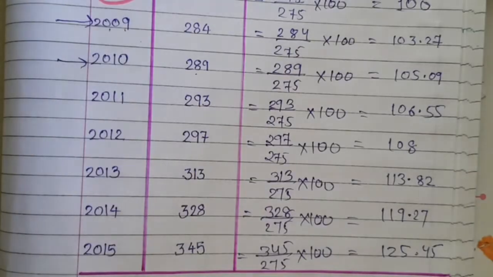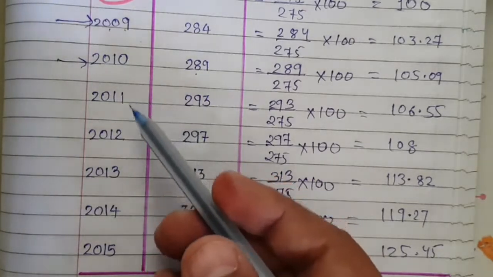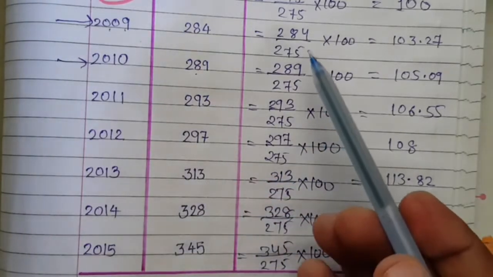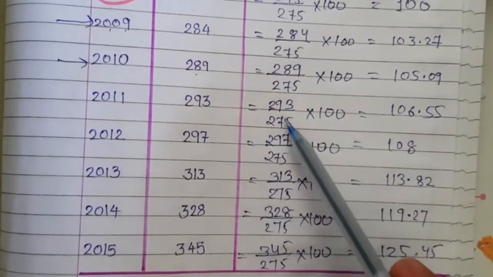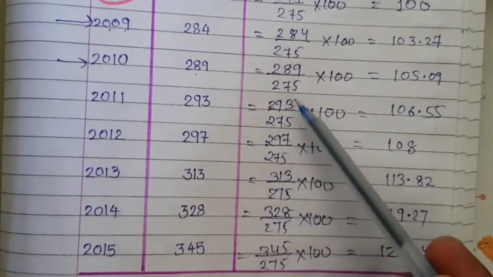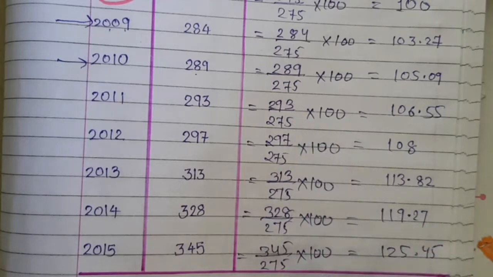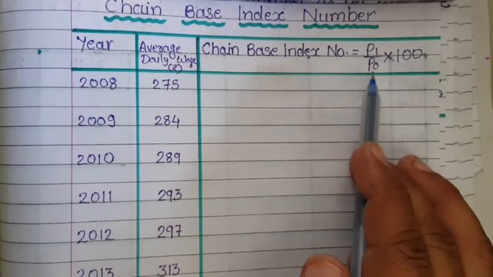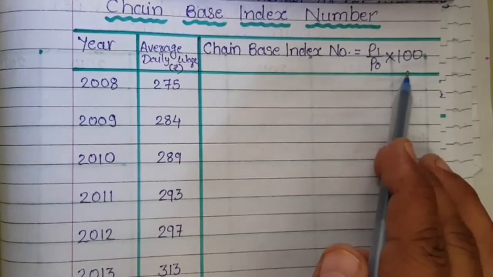So friends, in the same way we will solve for all the years. Every year we will take 275 as the base year price. In every year you can see that we have divided by 275 as it was the price of base year. So you can solve the sum by dividing by the base year price and multiplying by 100.